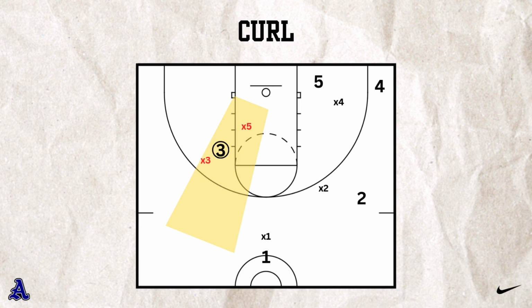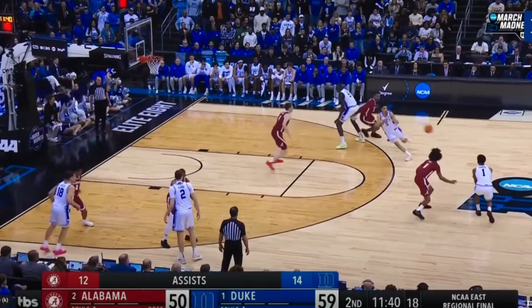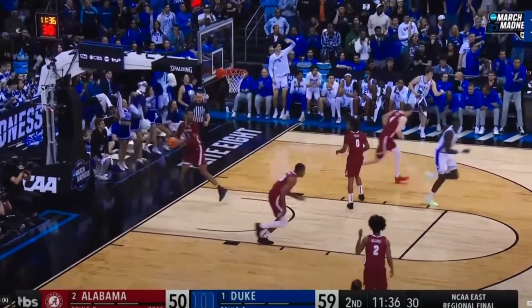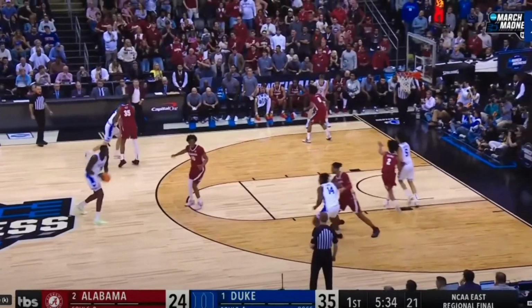Let's look at some examples featuring one of the best curling guards in the country, Tyrese Proctor. Since the defense is trailing the cut, Tyrese and Khan are able to make the big man commit, leaving the dump off open or the shot wide open.